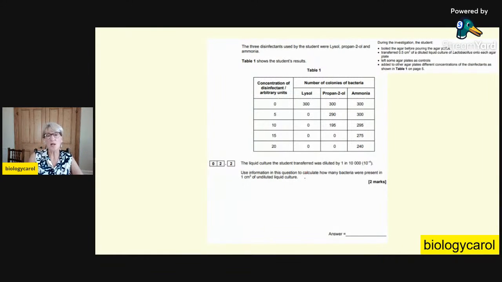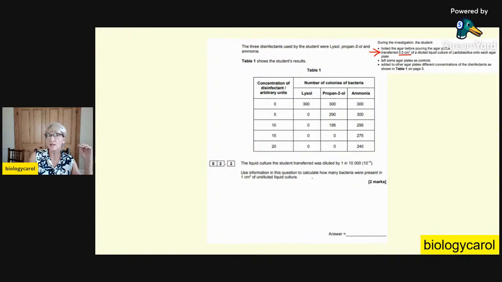Use the information in this table to calculate how many bacteria were present in 1 centimeter cubed of undiluted liquid culture. Well, this table tells us that in the circumstance where no disinfectant was added to the agar, 300 bacteria grew from 0.5, here's the important bit, 0.5 centimeters cubed of diluted liquid culture.